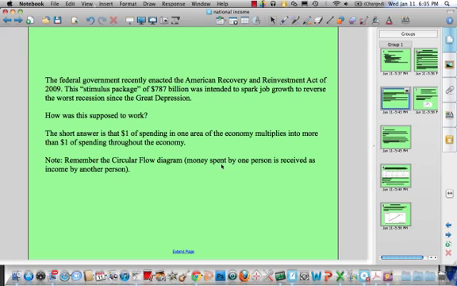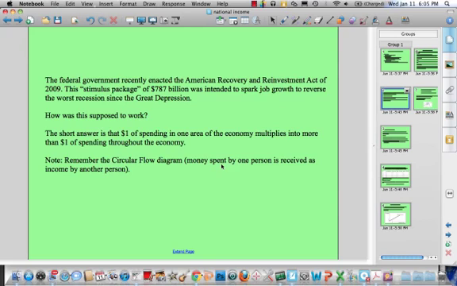So as a little bit of background, the federal government recently enacted what you may recall, the American Recovery and Reinvestment Act. The stimulus package that they talked about, which was $787 billion, was supposed to spark job growth, and in so doing was going to reverse the worst recession since arguably the Great Depression. So how is this supposed to work?